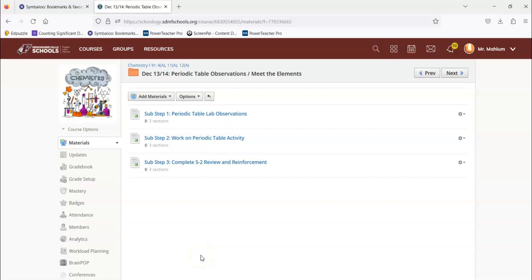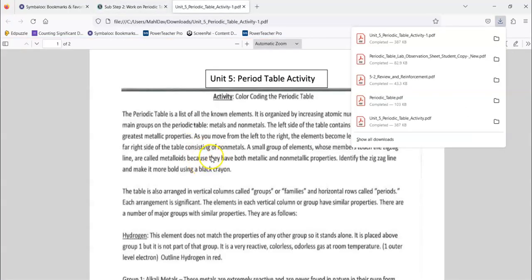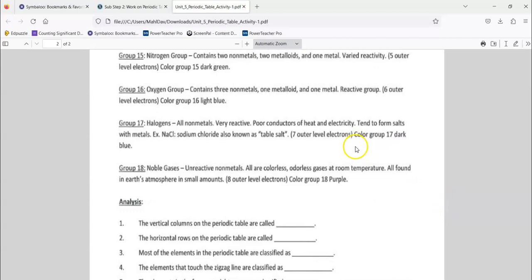Good afternoon. We are looking at doing a periodic table meet and greet today, where the whole goal is for you guys to do these three things. Number one, you're going to walk around the room making some observations about elements that are on the periodic table. Number two, you're going to work on a periodic table activity. That's an activity that looks like this. The sub will hand that out to you.